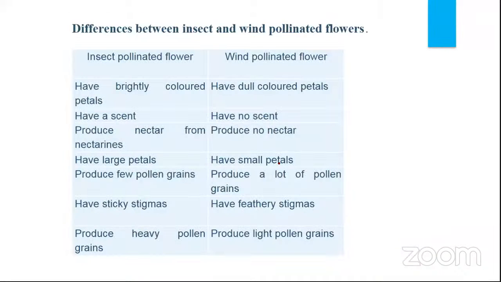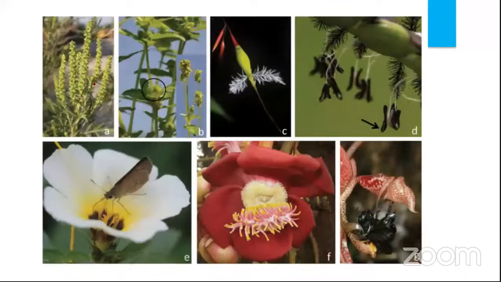Now, if you have understood wind pollinated and insect pollinated, by a show of hands, I need people to give me a few differences between wind pollinated flowers and insect pollinated flowers. You can raise your hand. I choose you. Yes, Carman. Insect pollinated flowers produce nectar, while wind pollinated flowers don't produce nectar. Okay, thank you very much.